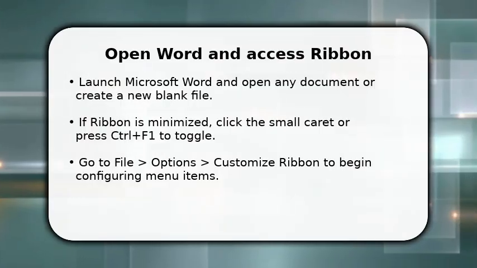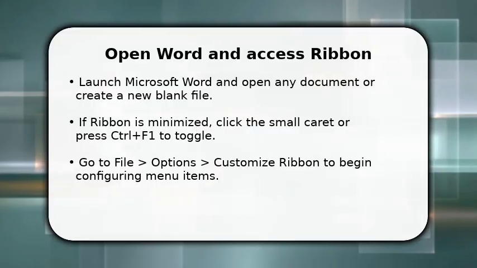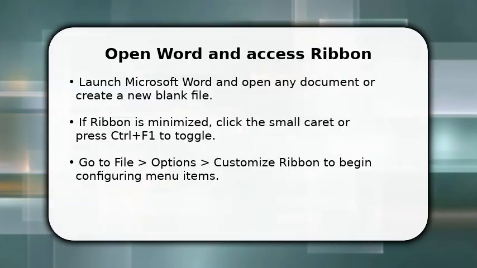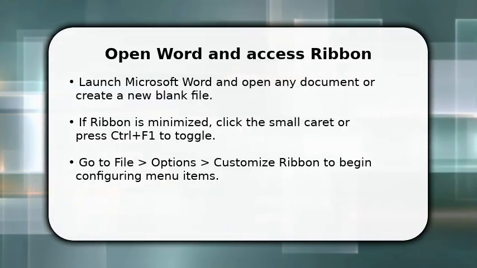You start by opening Word and getting straight to the ribbon. Once Word is open, check whether the ribbon is visible. If it's minimized, use the caret or Control plus F1 to reveal it.